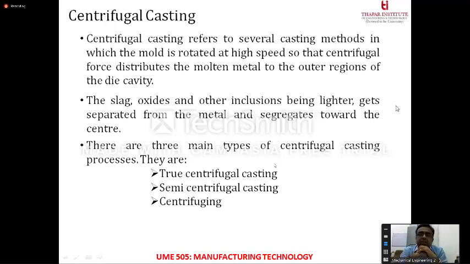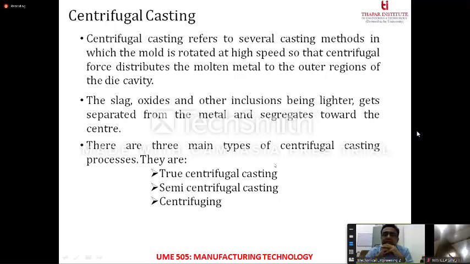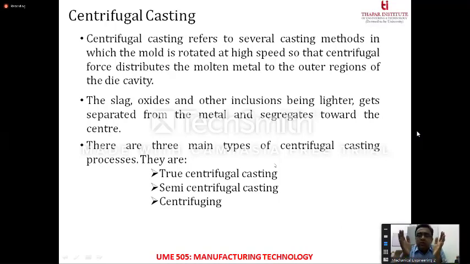A very important advantage of centrifugal casting is the segregation of the slags and oxides. Because slags and oxides are lighter in density, they get separated and segregated towards the center, whereas the pure metal is denser and goes on the outside. So using the centrifugal force creates a very good segregation of pure metal, and impurities can be removed by post-processing later on.